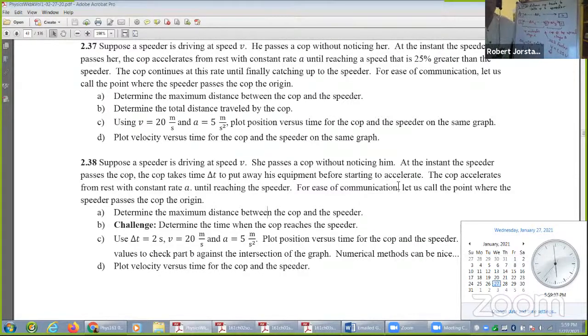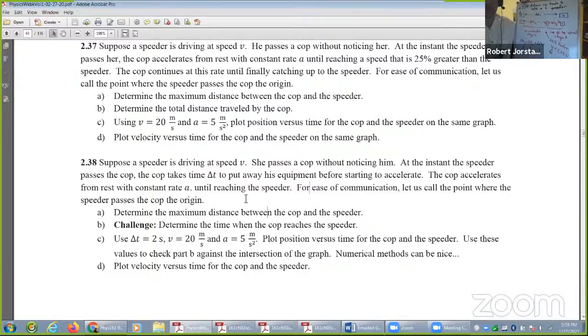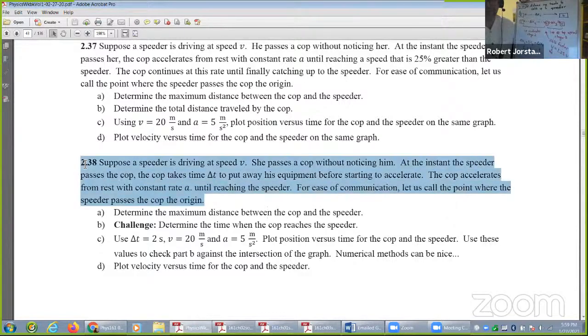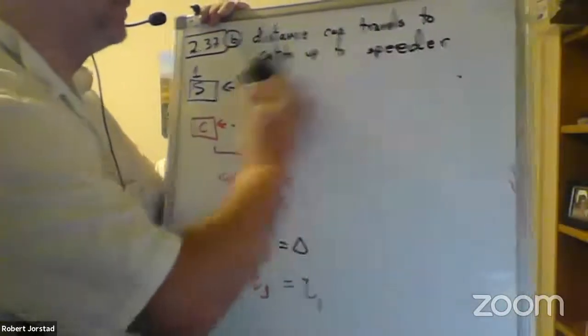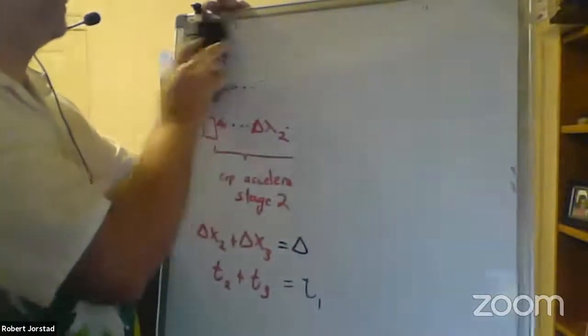All right. I can't take it any longer. What do you think? What kind of problem is this? 1 stage, 2 stage, 3 stage? Anybody? 3 stage? Okay. What are the 3 stages? The cop first waits, and then he accelerates, and then he reaches the car.